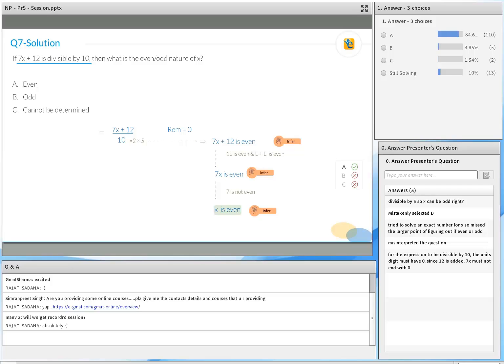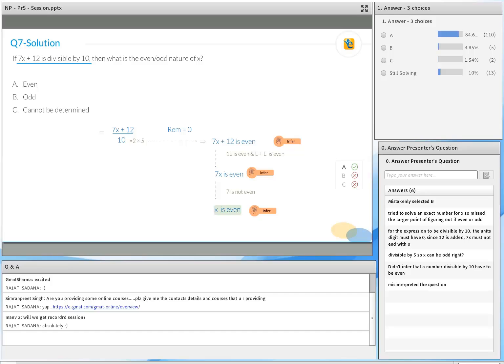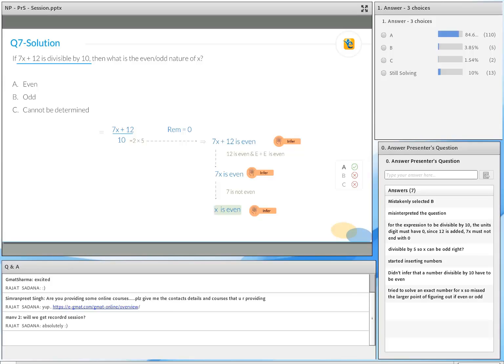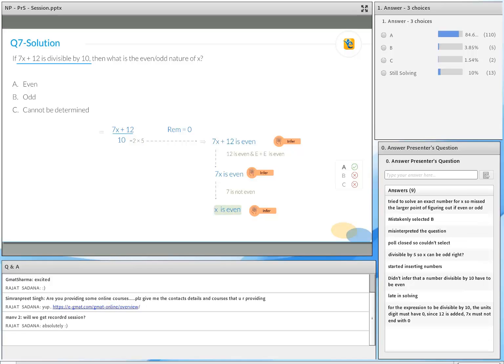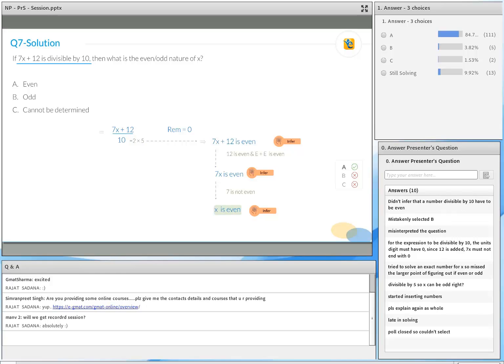That can be construed as a silly mistake because you got to the correct answer, but you just made an incorrect selection. Now, again, in the test environment, that can be a very expensive mistake, but that's something which I can't teach you. That's a thing that you need to work on your own. Poll closed, so you couldn't select. Okay, that's fine. Late in solving. Okay, that's fine. Tried to solve for an exact number for x, so missed the larger point of figuring out if it's even or odd.